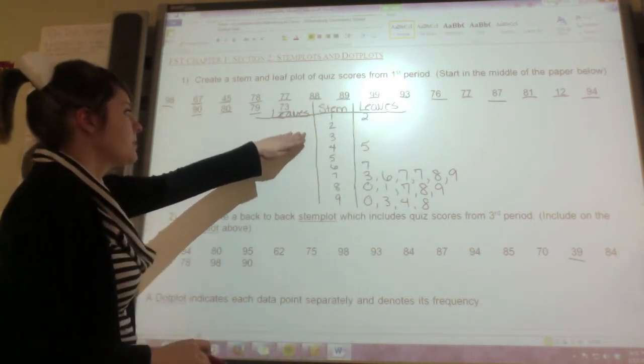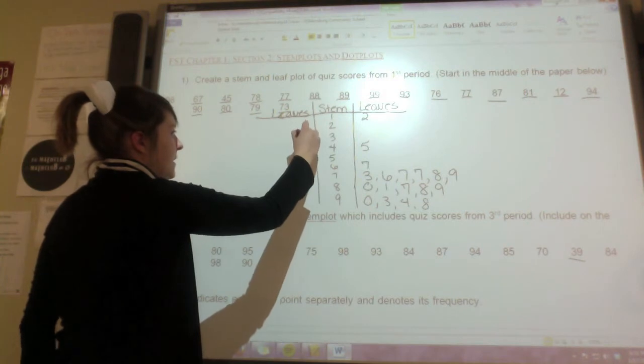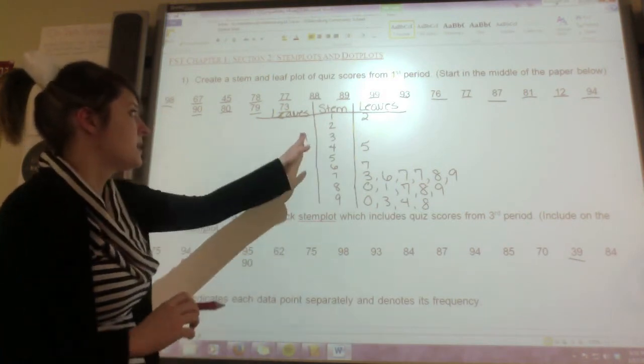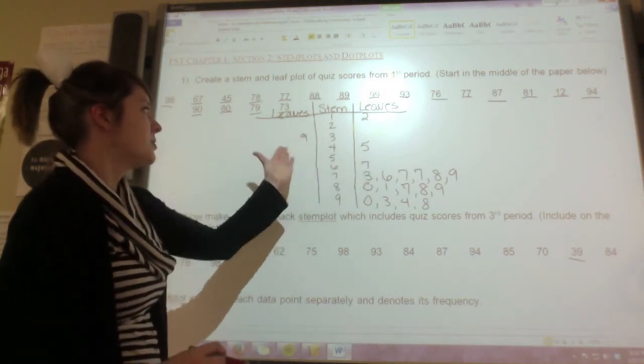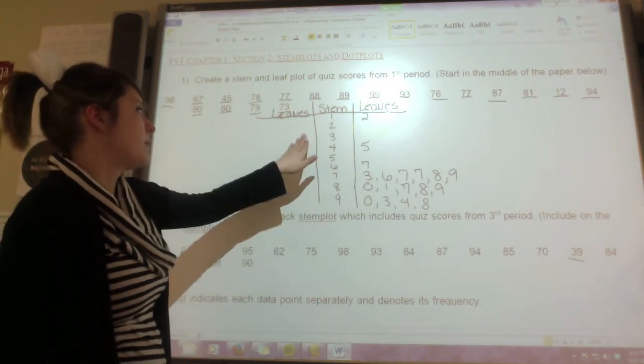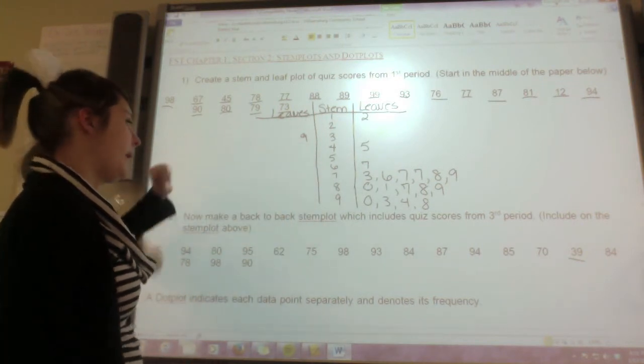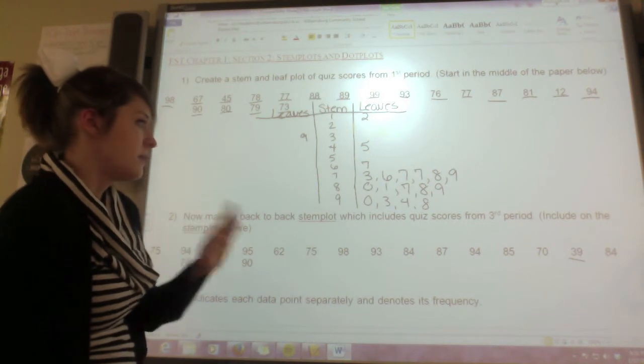And I didn't have any 1s or 2s, but I do have a 3, and I'm going to put that 9 there. Okay, notice that it's kind of like a mirror image over the stem. So I'm starting on this side, and I'm going to work my way out. Okay, so I've got my 39.